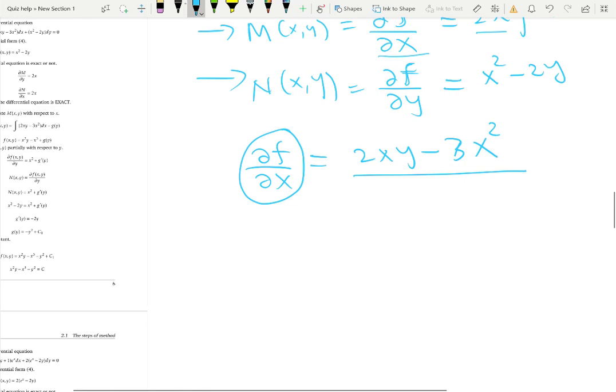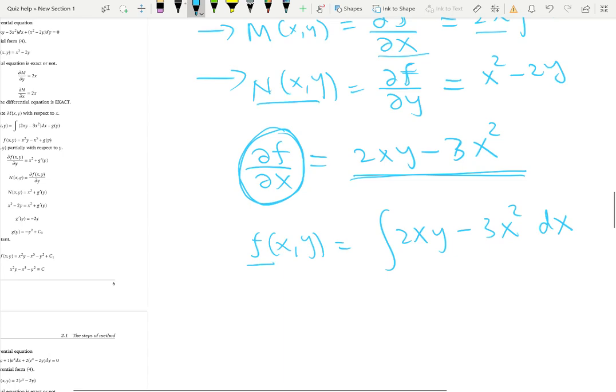Integrate with respect to x, right? So let's integrate 2xy minus 3x square with respect to x. Because we have taken the partial derivative of f with respect to x, so I will integrate with respect to x to find f.